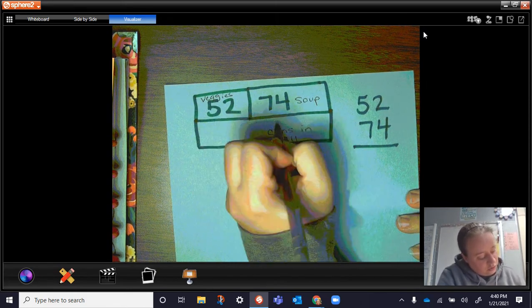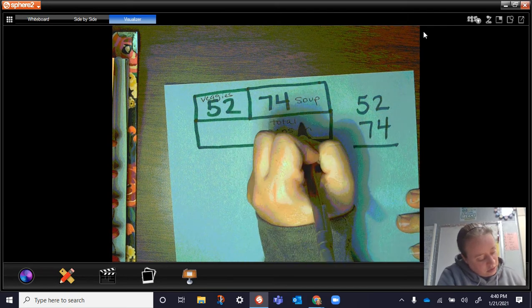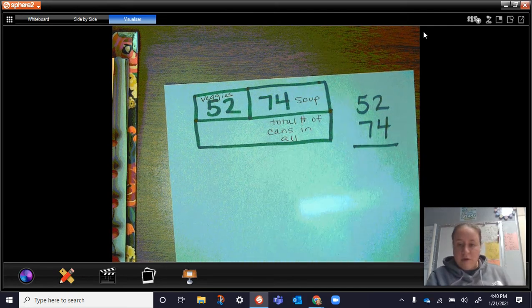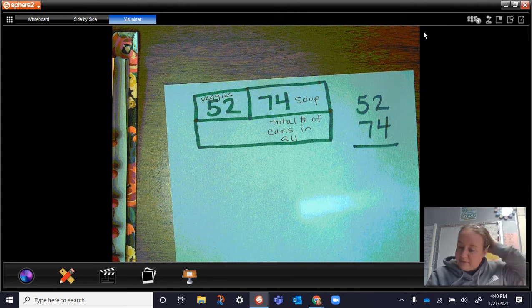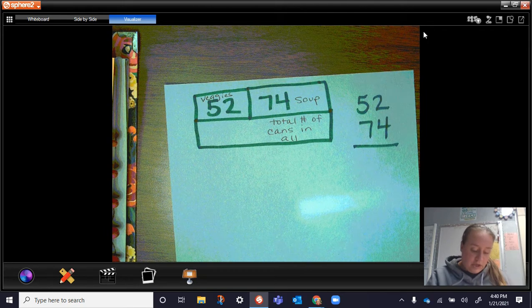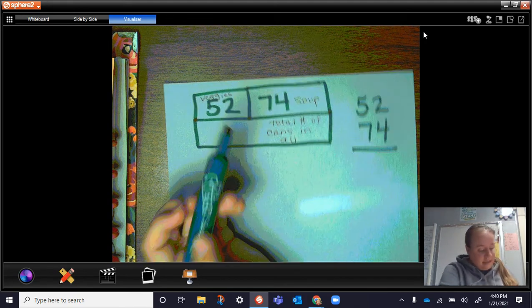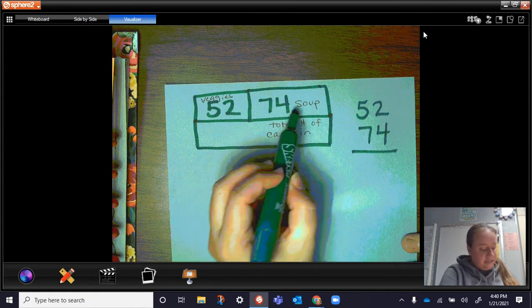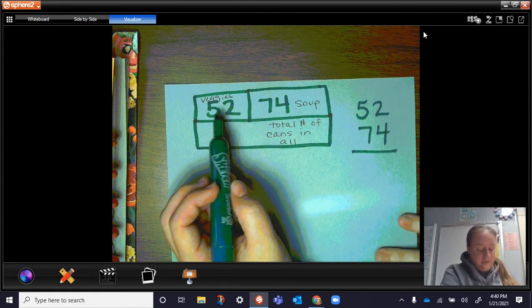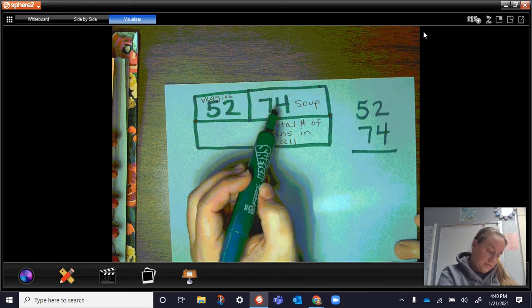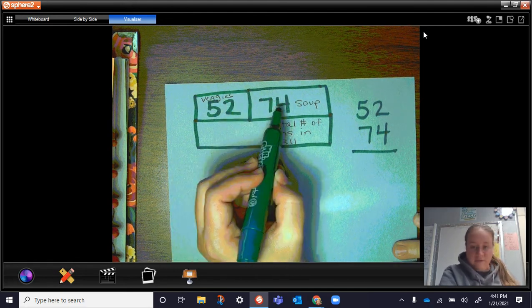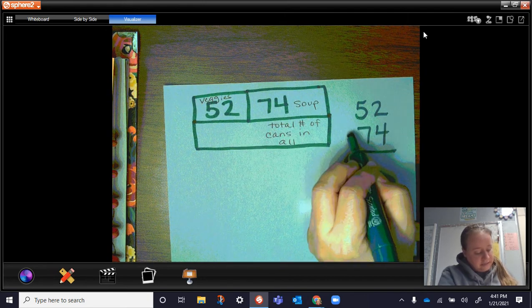So our total number of cans in all. The reason I know I need that total, a hidden question I need to solve, is because you're going to take all of these cans and say, okay, 9 need to go here, 9 need to go here, 9 need to go here. If I combine the totals first, it's easier than taking out groups of 9 from 52 and then groups of 9 from 74.